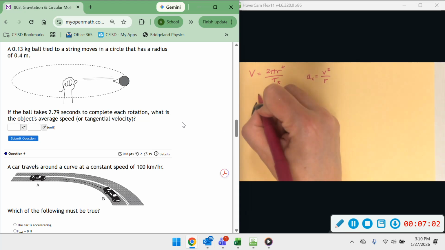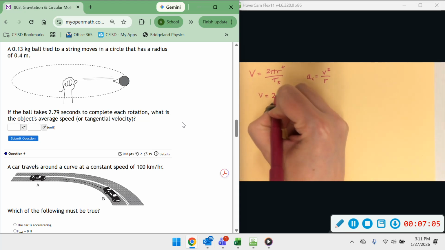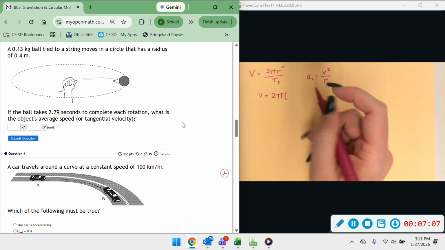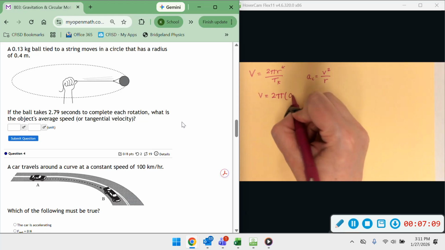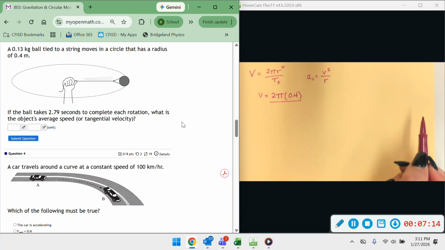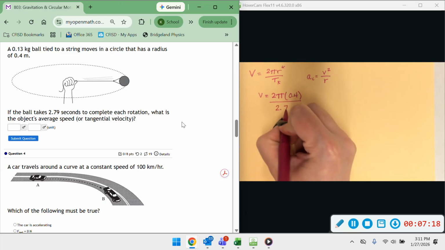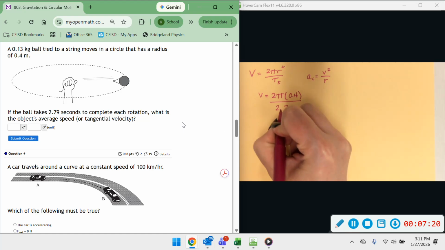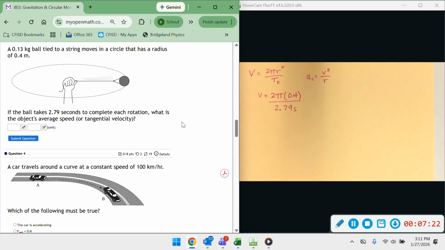And we're going to say that the velocity is equal to 2 pi times the radius, which it says is 0.4 meters. You do want to double check your units. Meters is what we want. Divided by the period, which we do want to be in seconds, it is 2.79 seconds. Okay, so that would be your substitution step, and then you just go to your calculator. 2 times pi times 0.4 divided by 2.79.